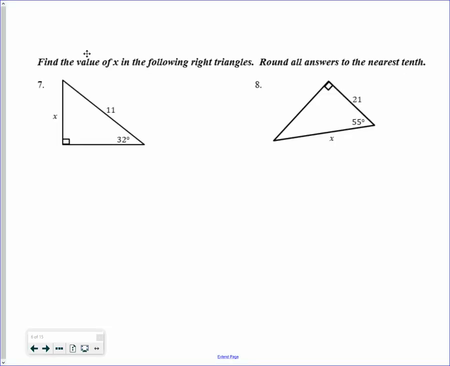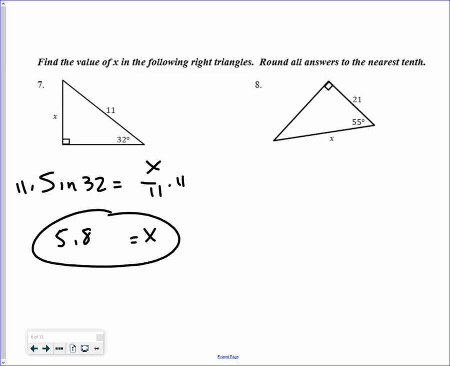And I'm back. So now, this is a right triangle, so we're going to use right triangle trig, which would be SOHCAHTOA. So sine is equal to opposite over hypotenuse, cosine is equal to adjacent over hypotenuse, and tangent is equal to opposite over adjacent. So in this case, I'm going to do the sine of 32 is equal to x over 11. Multiply both sides by 11 and use my calculator now. 11 times the sine of 32 would be 5.8, rounding to the nearest tenth.